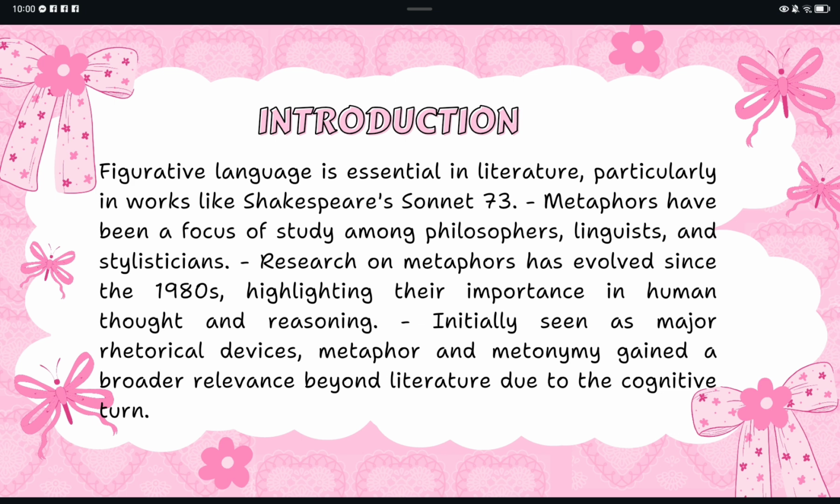In me thou seest the glowing of such fire, that on the ashes of his youth doth lie, as the deathbed whereon it must expire, consumed with that which it was nourished by. This thou perceived, which makes thy love more strong, to love that well which thou must live ere long.